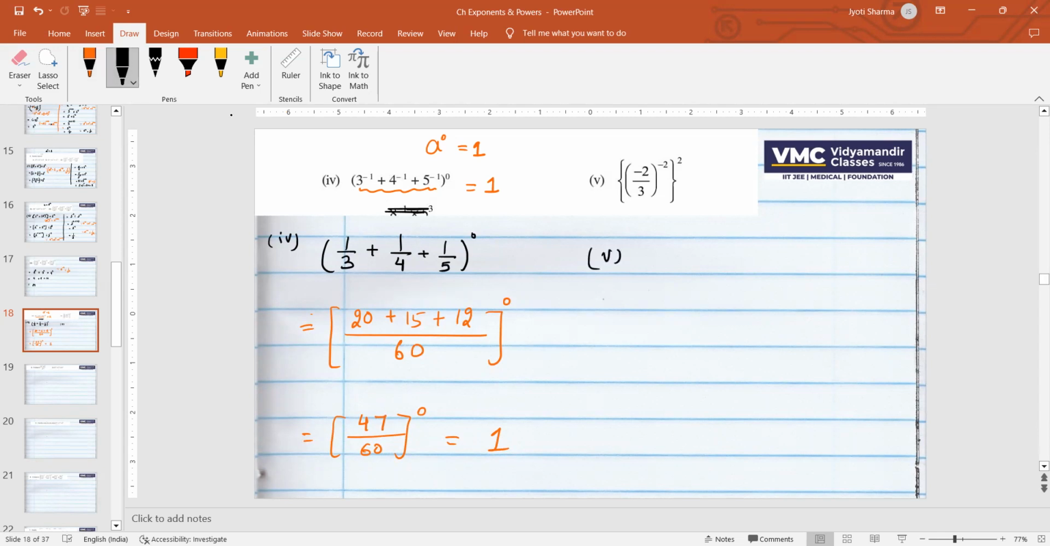Fifth part here: as you know, powers in and out of the bracket get multiplied by using the law.